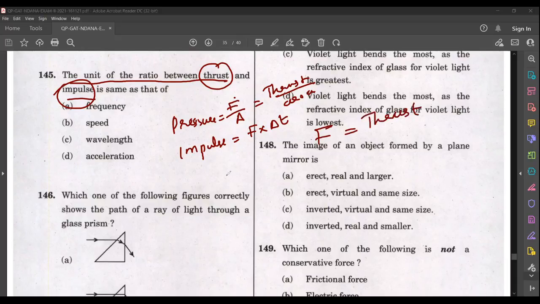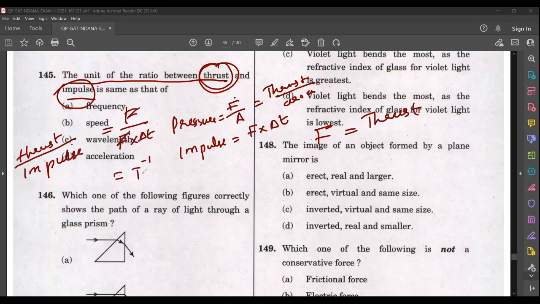So what you need is the relation between thrust and impulse. So thrust divided by impulse is what they are asking. So thrust is nothing but force, divided by impulse, which is nothing but F into delta T, isn't it? So what you'll get? You'll get time inverse. So time inverse, that is the unit you are getting.